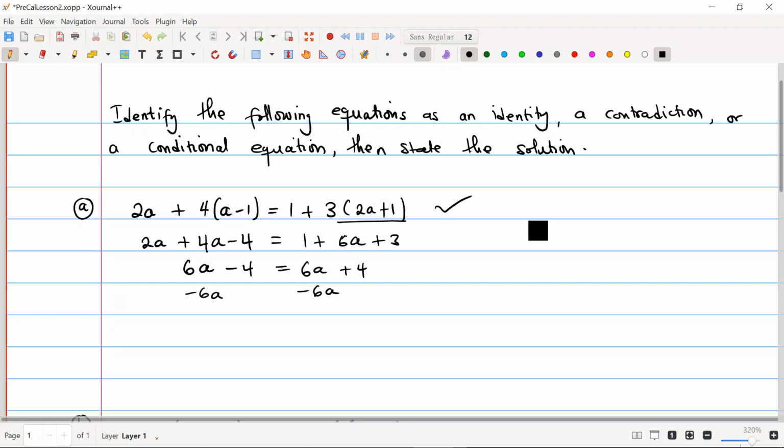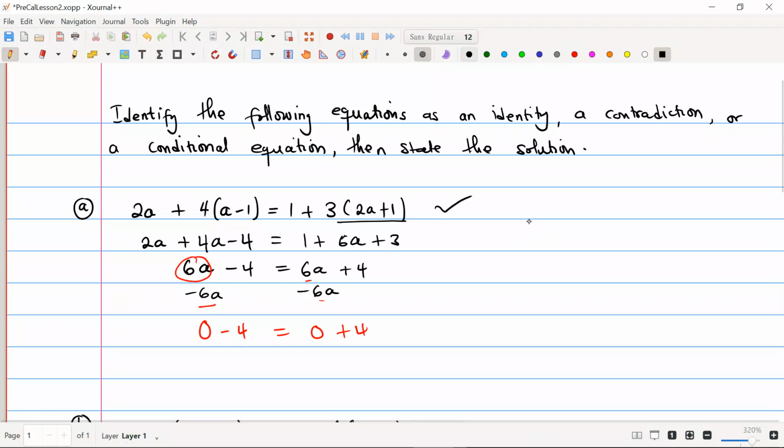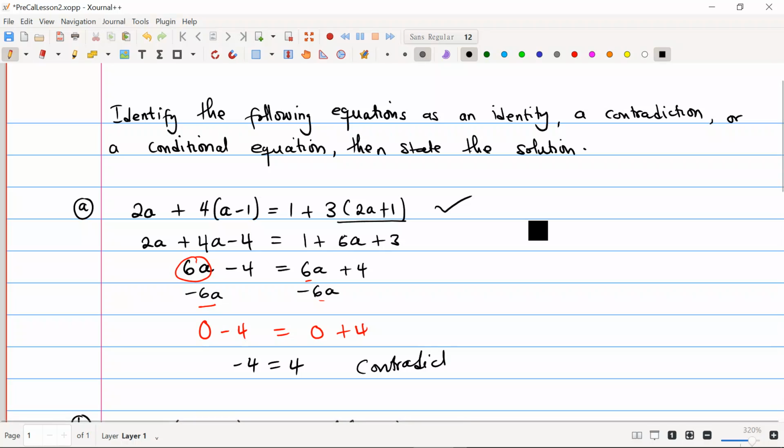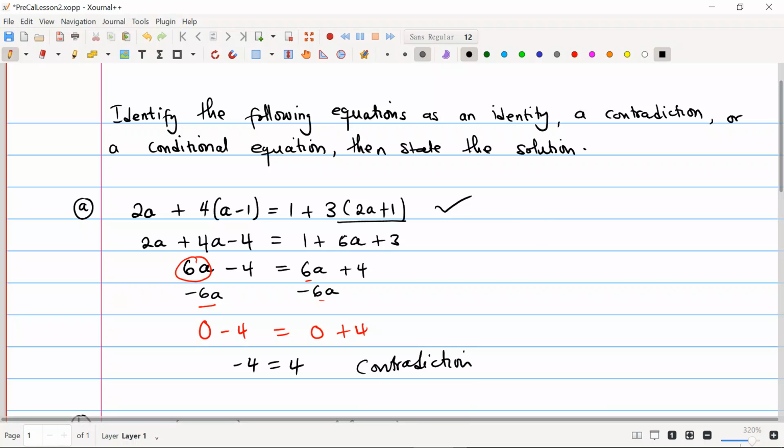If we do that, this 6a minus 6a gives me 0 of the a's, and I still have my negative 4. Then this 6a minus that 6a gives 0, plus 4. So in effect, this equation simplifies to negative 4 is equal to 4. Is this true? Negative 4 is not equal to 4. So this is actually a contradiction equation. It's just contradicting itself.